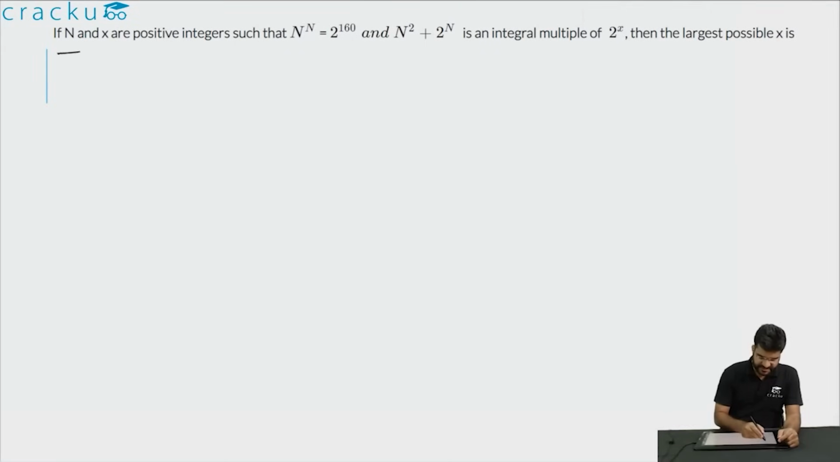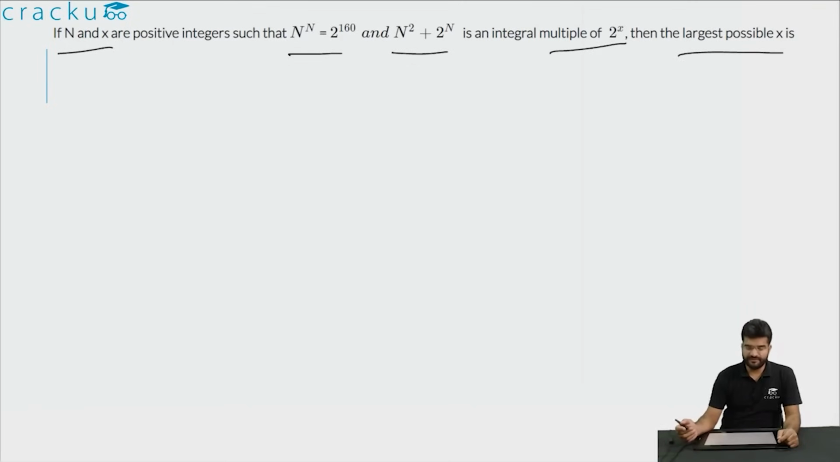In this question it is given that n and x are positive integers such that n to the power n is 2 to the power 160 and n square plus 2 to the power n is an integral multiple of 2 to the power x. Now we are required to find out the largest possible value of x.